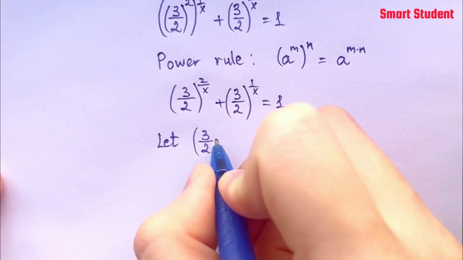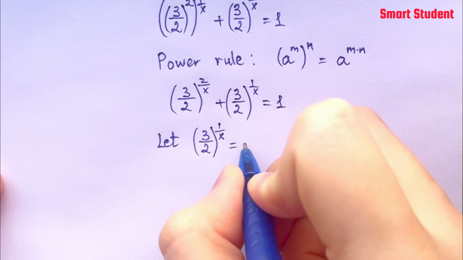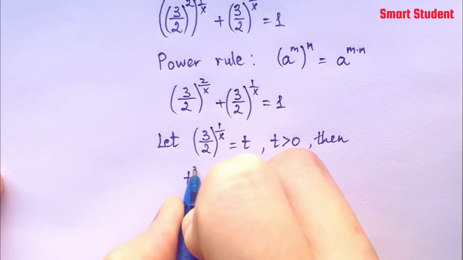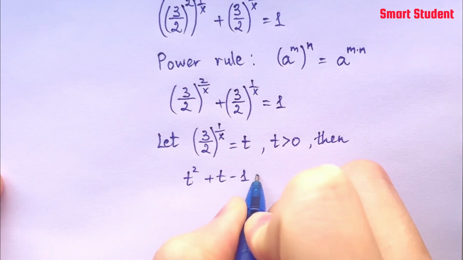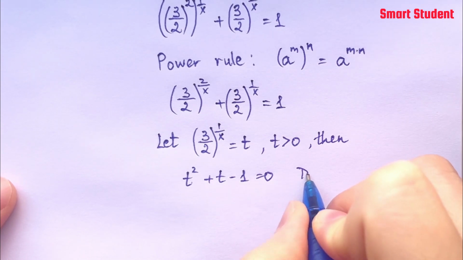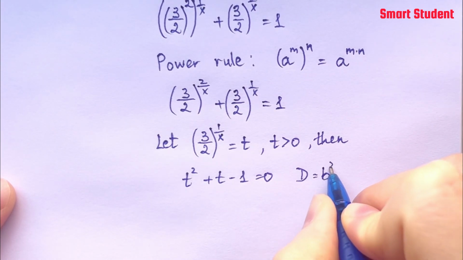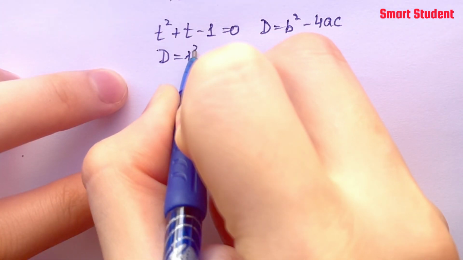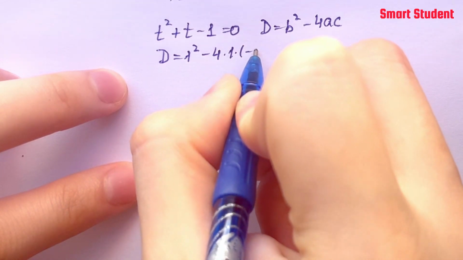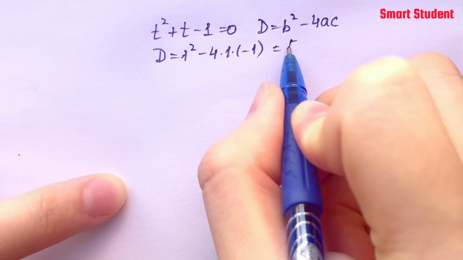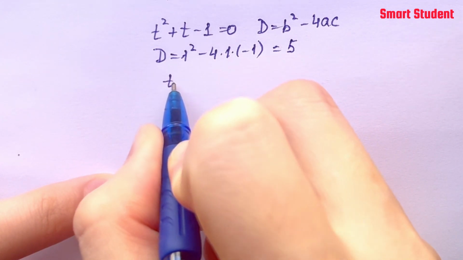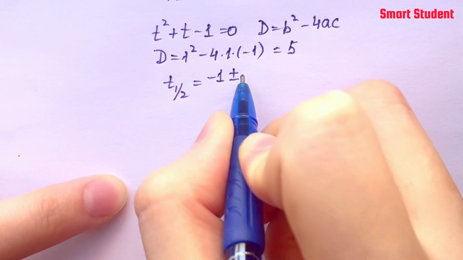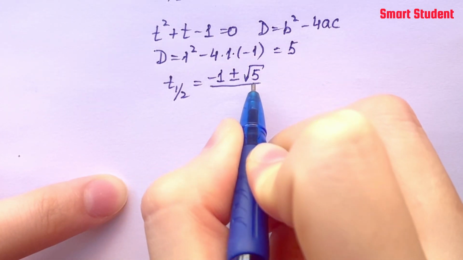Let (3 over 2) to the power of 1 over x equal t, and t is greater than 0. So we have t squared plus t minus 1 equals 0. Then we will find the value of the discriminant, b squared minus 4ac. So our a is 1, b is 1, and c is minus 1. So it is 5, and our t is equal to minus 1 plus minus the square root of 5 over 2.